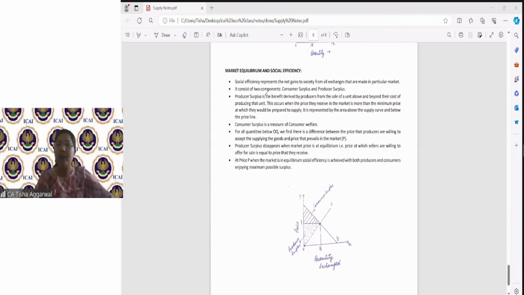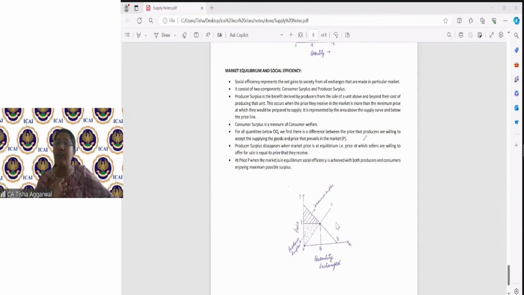Whenever we talk about equilibrium, the situation is arrived at when both parties, be it the buyer or the seller, are getting something. If you look at this diagram, for all the quantities below OQ, that means lesser than OQ, there is a difference between the price which a producer is willing to accept for the supply. Eventually the producer surplus disappears when the price at which the sellers are willing to sell is equal to the price they receive.